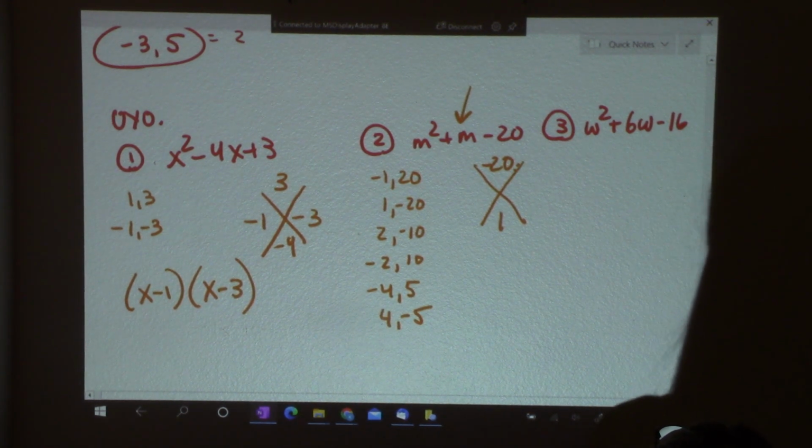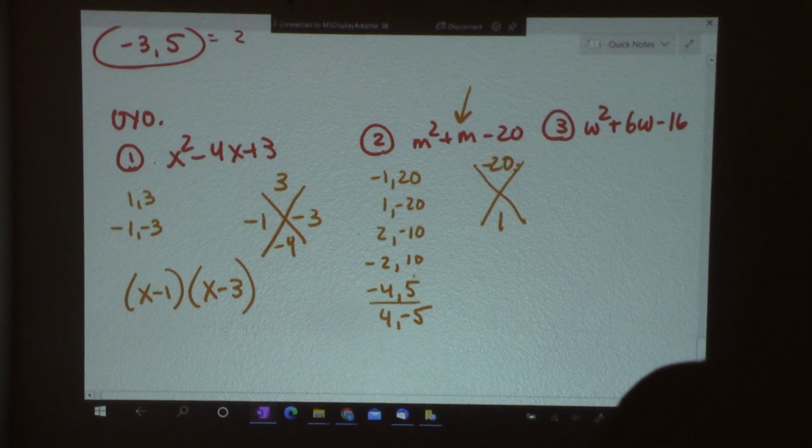So there's my list. So which pair of factors adds up to +1? Well, it's this one, -4 and +5. So I end up with m minus 4 and m plus 5.